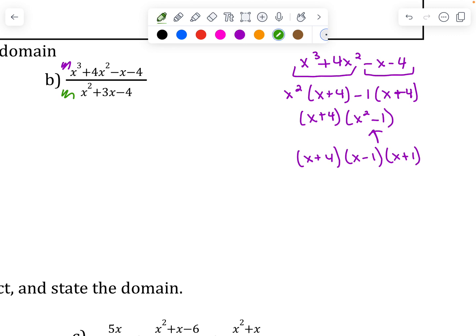Okay, now let's look at our green. Our green situation, this is going to be a quick factor. We have x plus 4 and x minus 1. So overall, now combine all of that together.